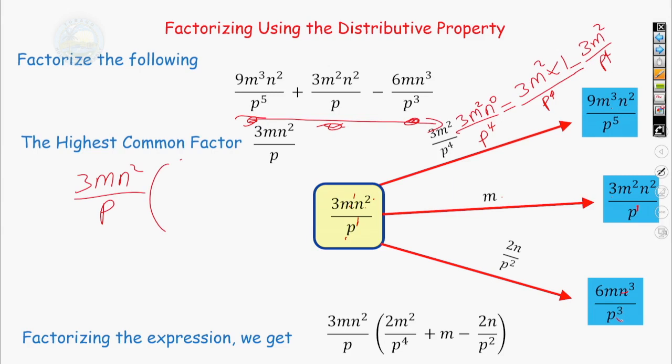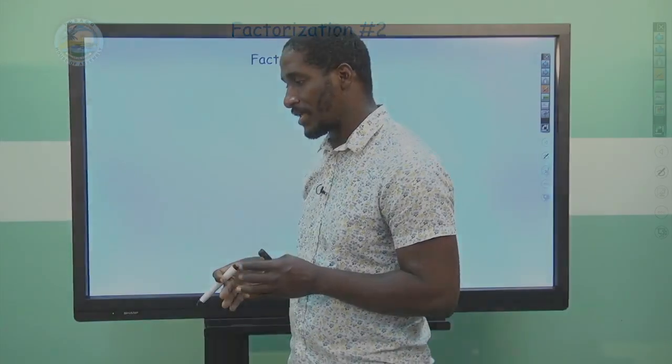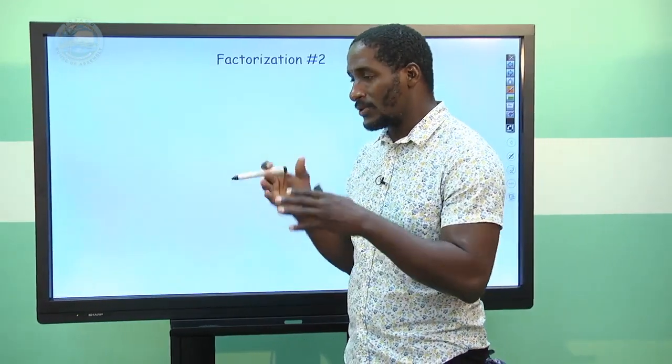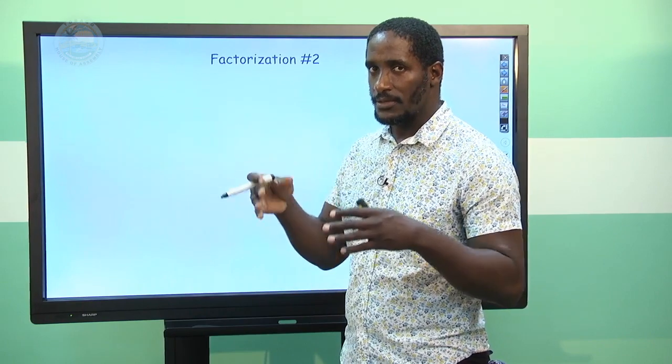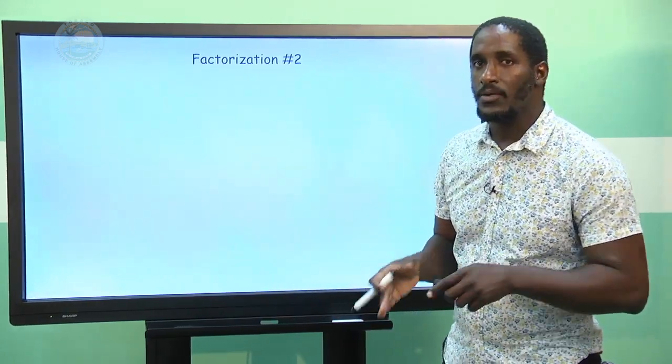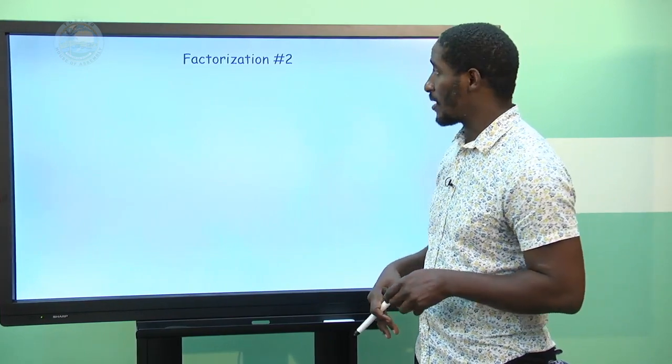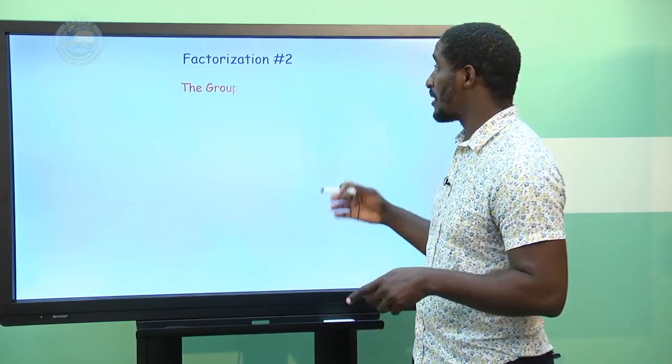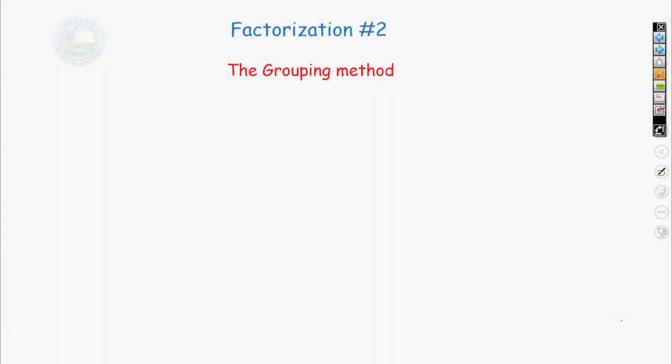We did that utilizing the distributive property. What we have looked at so far in terms of factorization is utilizing the distributive property to factorize some algebraic expressions. What else can we utilize for factorization? We can utilize the method of grouping, the grouping method. Some people like it, some people don't. But in factorization, it's a very important tool. Factorizing utilizing the grouping method.